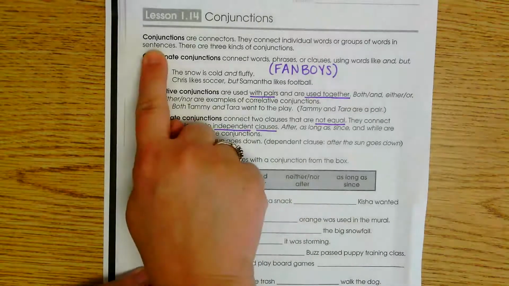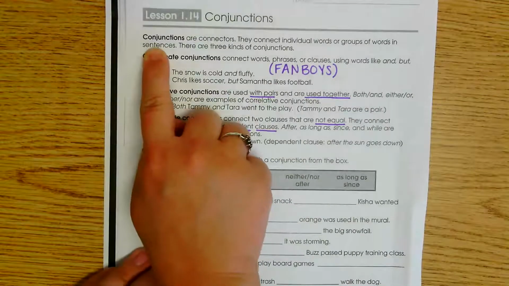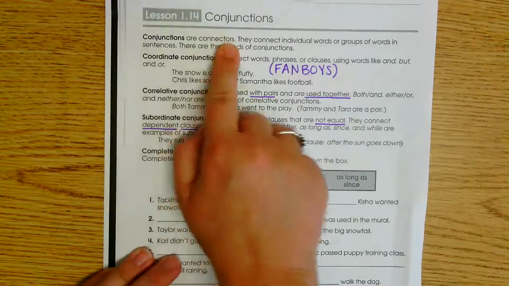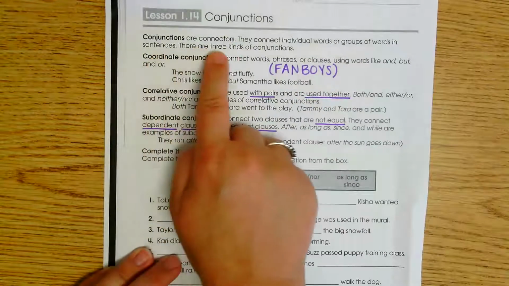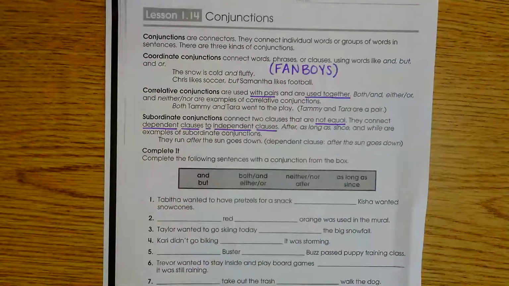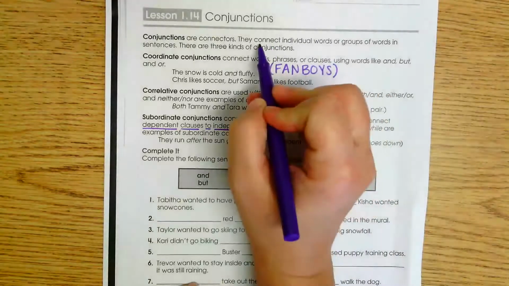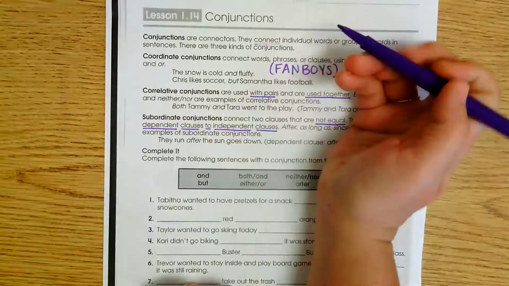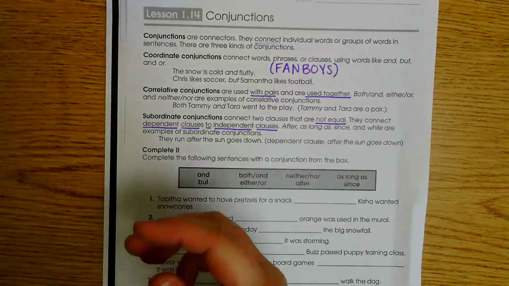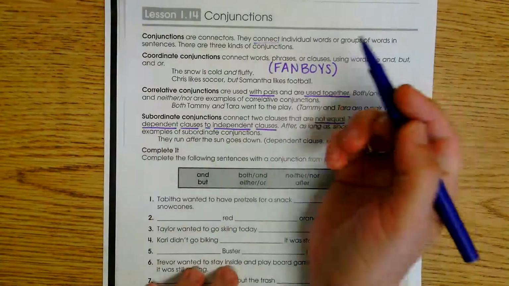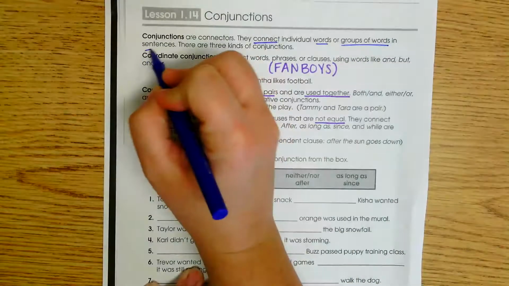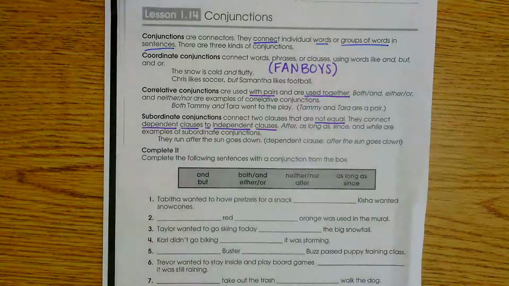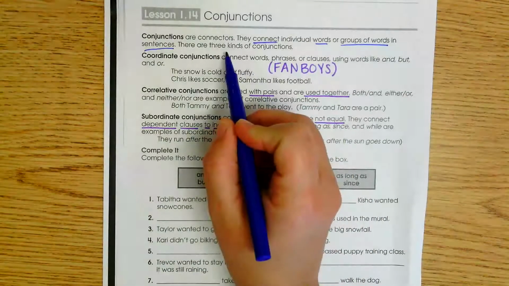So let's follow along with me as I read this definition at the top. Conjunctions are connectors. They connect individual words or groups of words in sentences. There are three kinds of conjunctions. Now, what we want to focus on here is where it tells us that they connect. Oh, hold on. Let me change my pen. All right, here we go. They connect words or groups of words in sentences. So they stick things together. So think of conjunctions kind of like glue. It tells us that there are three different kinds of conjunctions.